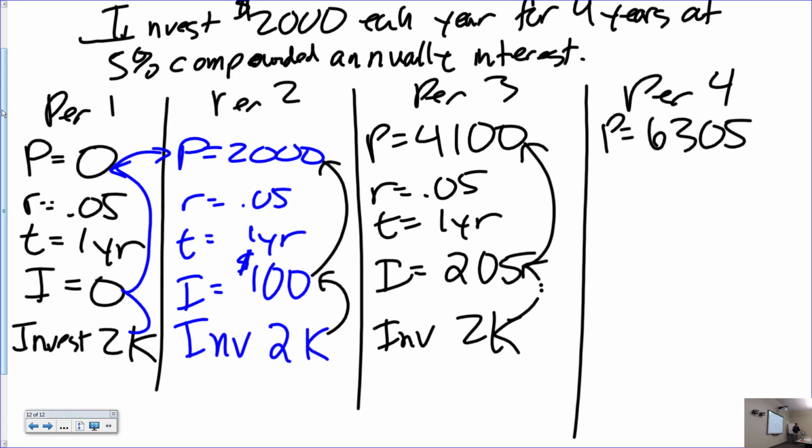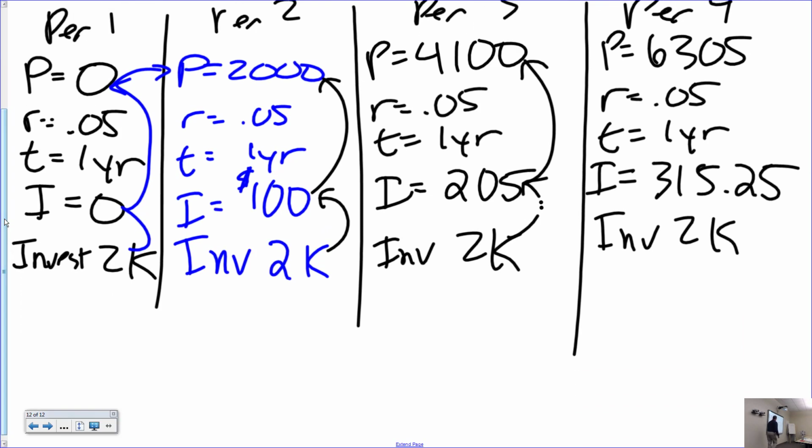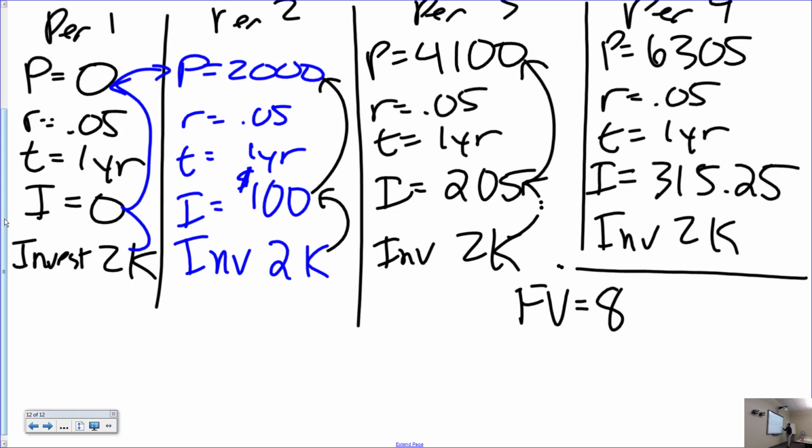Rate and time? Everything's still the same. The interest is $315.25. How much interest in the final period? Note, folks, what do I still do at the end of that period? Add another 2,000. Good. Don't forget you're still investing the $2,000 every period, even though it's the end of the last one. And so technically, what's the future amount that I'm going to have? $8,620.25. Is that what you said?